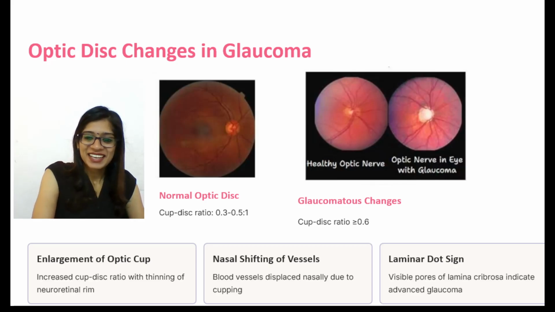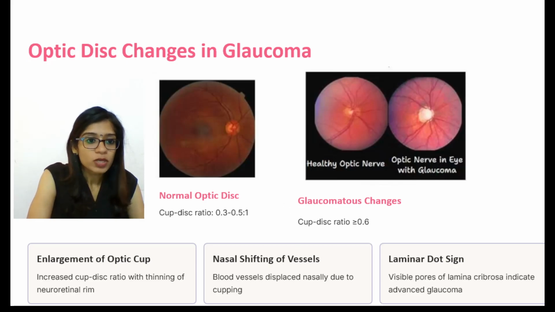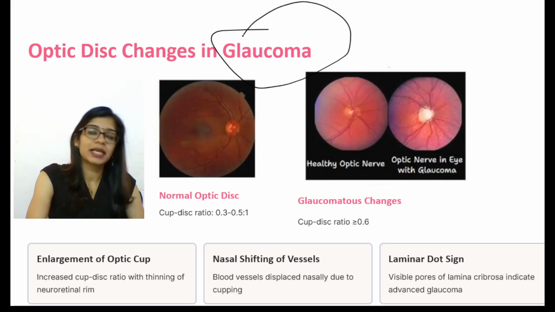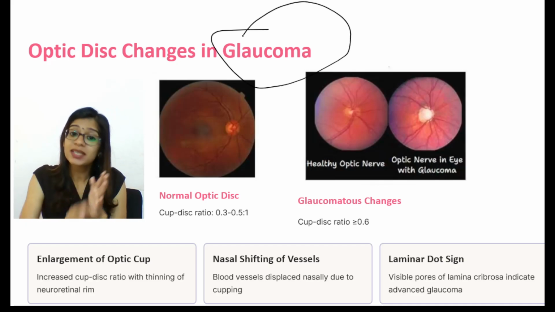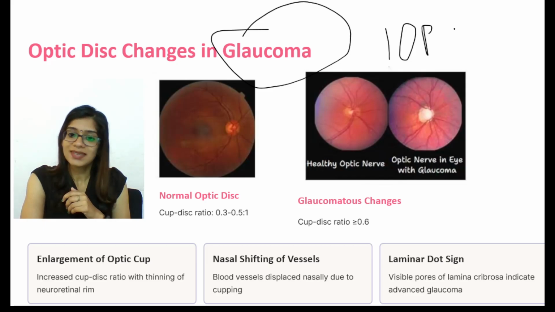Hi friends, in this module we will be talking about glaucoma. What is glaucoma? Glaucoma means optic neuropathy, meaning the optic nerve is getting damaged. Why? Because the person's intraocular pressure is increasing.